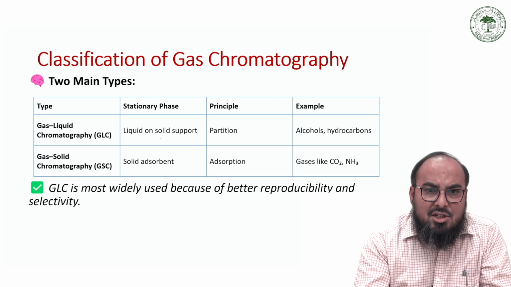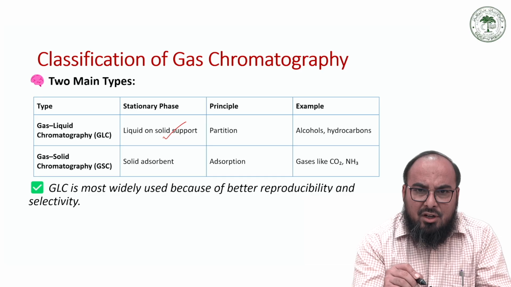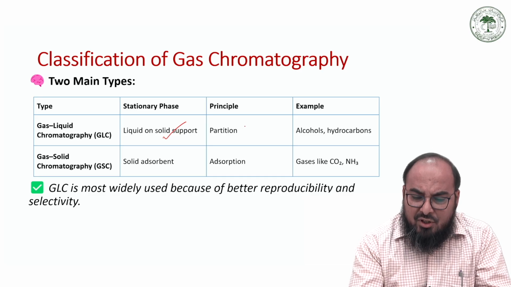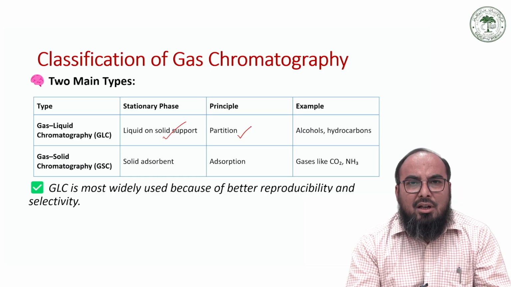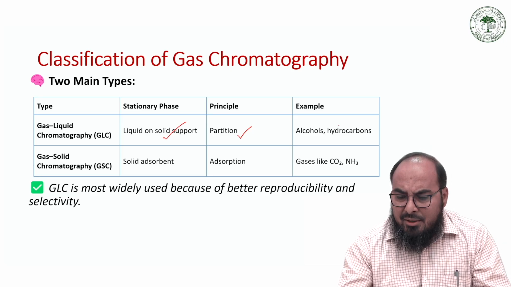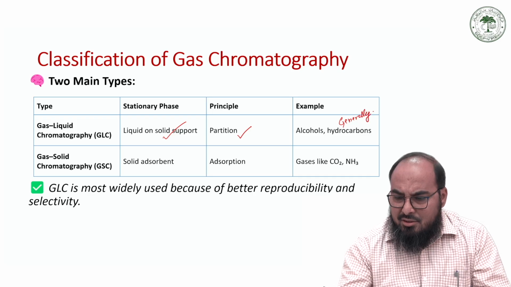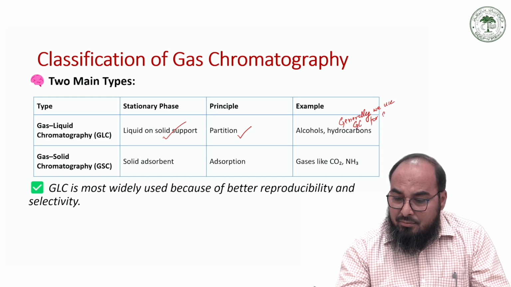So here the stationary phase is the liquid, which is impregnated or immobilized on the solid surface, and the principle of separation of different analytes is the difference in the partition coefficient, and this is very useful for the separation of an array of organic compounds. This is generally used technique. Generally we use GC for almost all organic compounds.